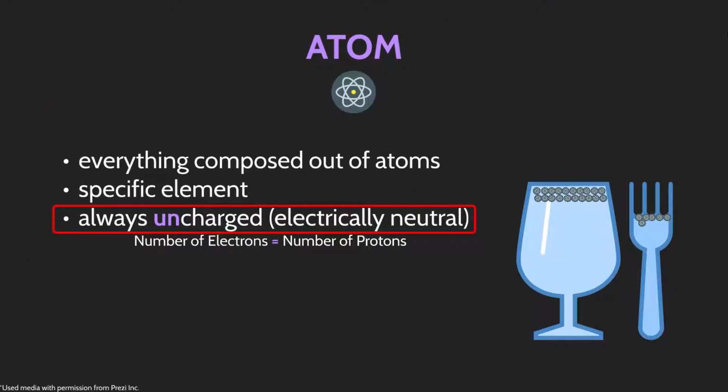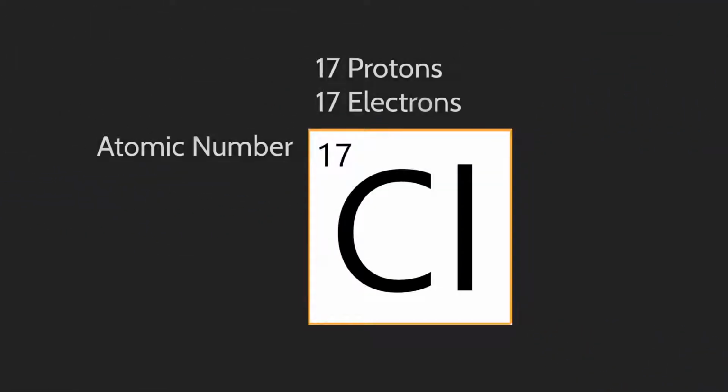That means they have as many electrons as protons. For example, a chloride atom has 17 protons and 17 electrons. You get this information in the upper left corner from the atomic number. Remember, if we have an atom, it is uncharged.